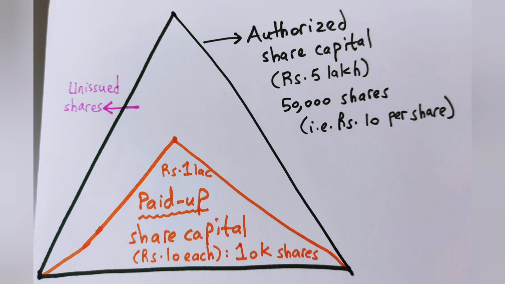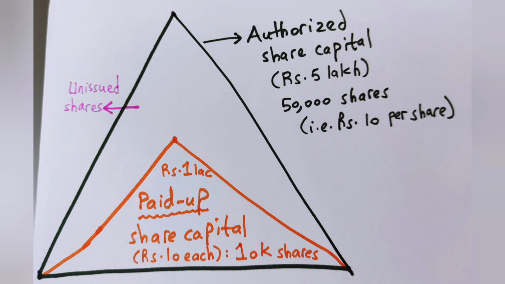Okay, so moving on. On the other hand, we have the smaller orange triangle which is within the black triangle, and that represents the paid up share capital. Once again, just remember that each share is worth 10 rupees. Let's say that your paid up share capital is rupees 1 lakh. That essentially means that you have 10,000 shares of rupees 10 each. So 10,000 shares of rupees 10 each means that you have a paid up share capital of rupees 1 lakh.